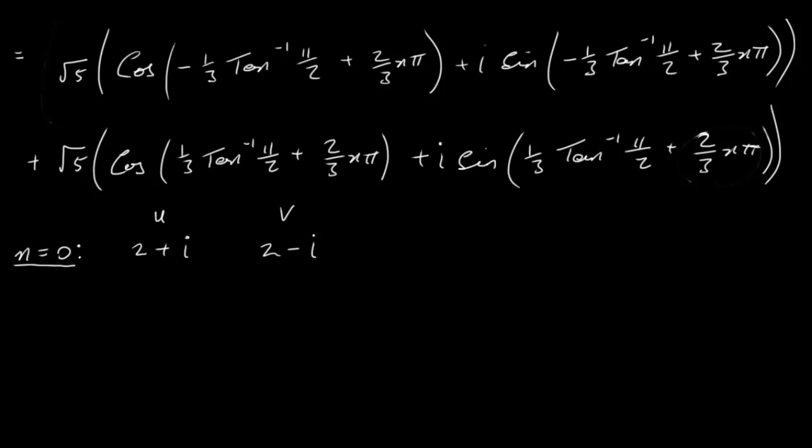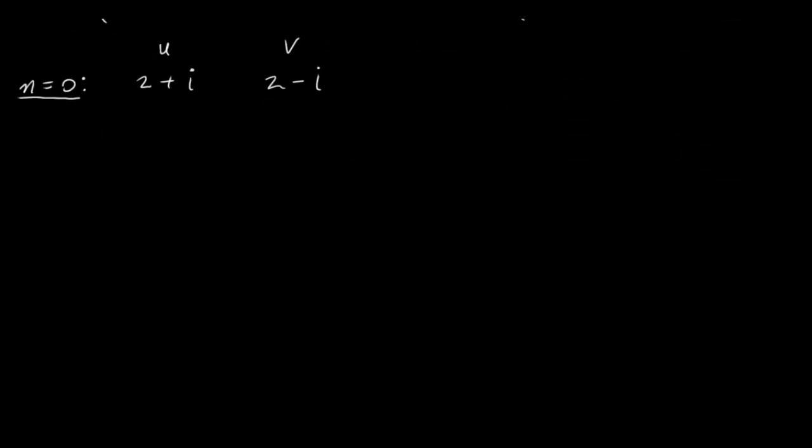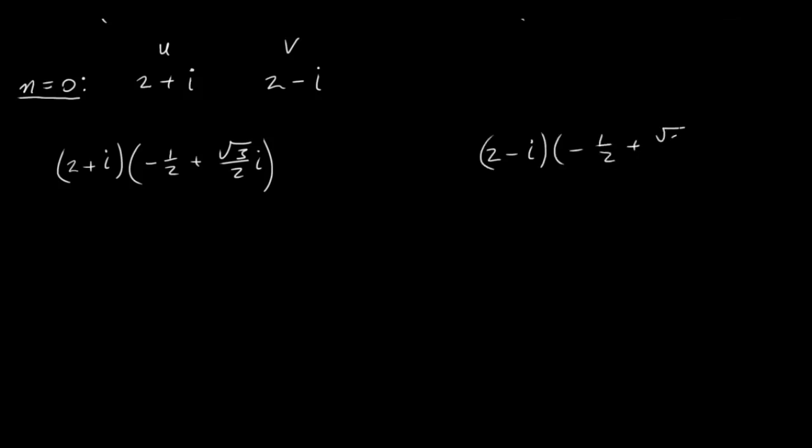So how do we find the other 2 solutions? What we do here is simply multiply each of these by omega and omega squared. So let's do that. We're going to take 2 plus i and multiply it by omega first of all. So 2 plus i, and we're going to multiply this by minus a half plus root 3 over 2 i. I'm going to do the same over here: 2 minus i, I'm going to multiply that by minus a half plus root 3 over 2 i. So let's work through these.